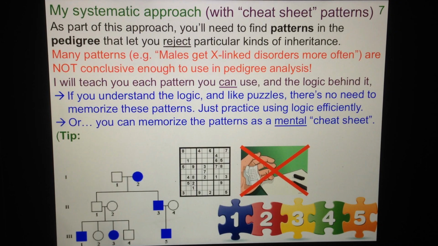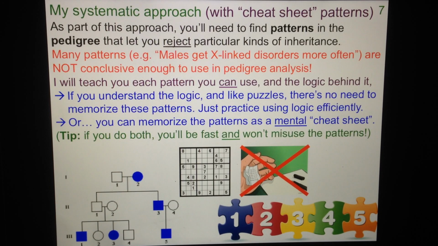Okay, so one tip though is if you can do a bit of both, like memorize the patterns but also understand how they work, then that's actually the best thing, because that way you can work really fast, and also if you know the logic, you won't accidentally misuse the pattern, okay? So you know the logic behind it. All right, so let's get right into it then.